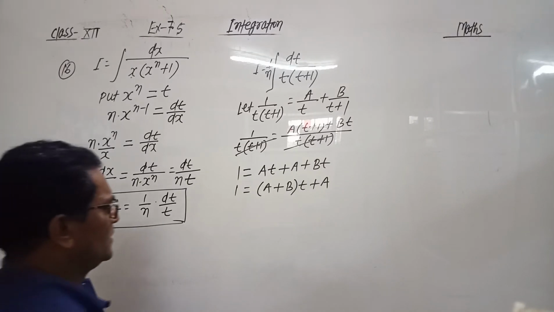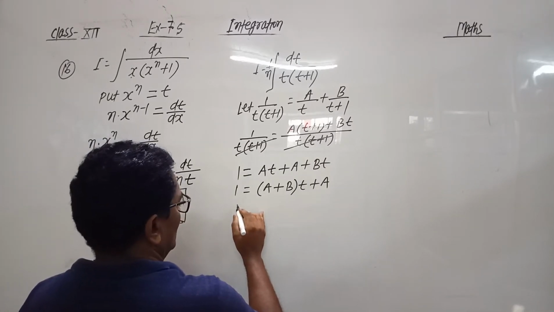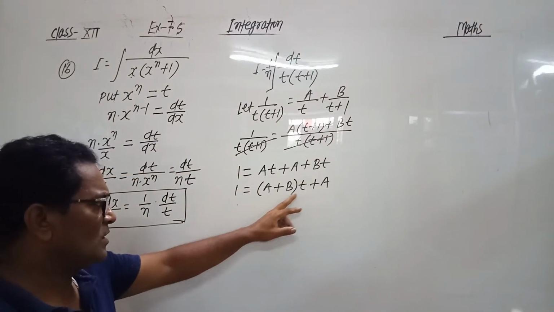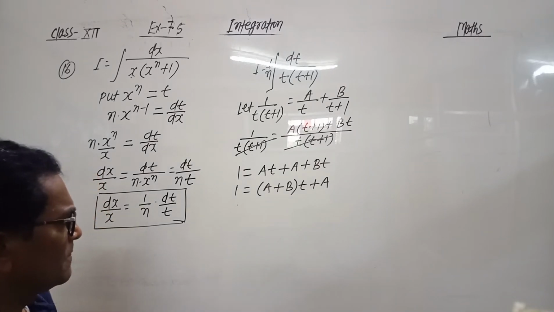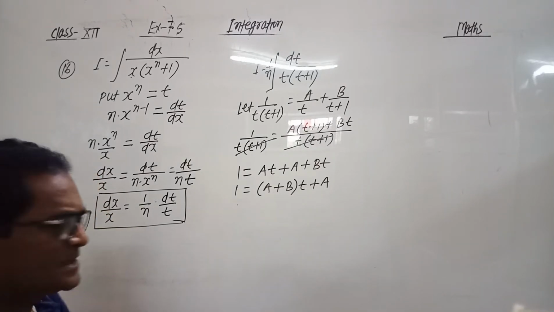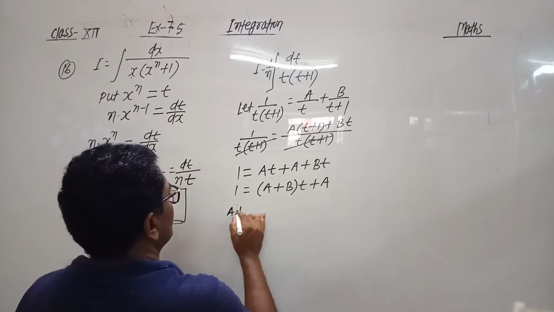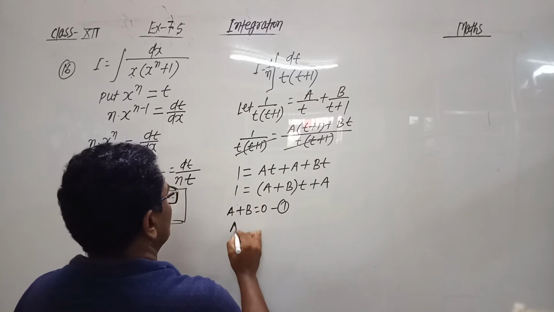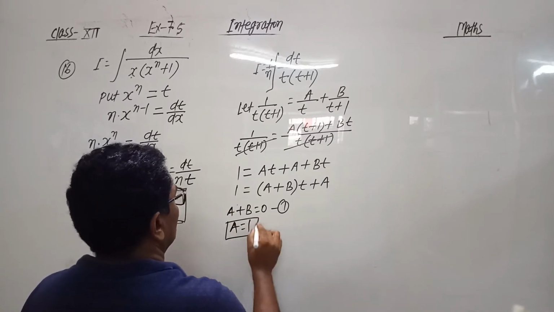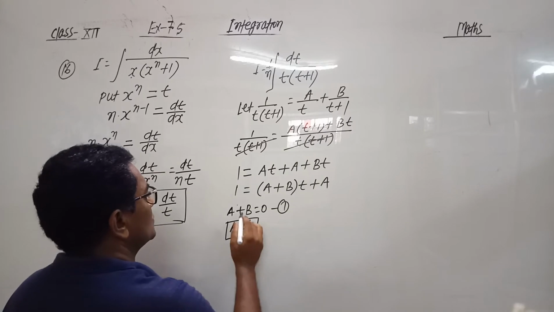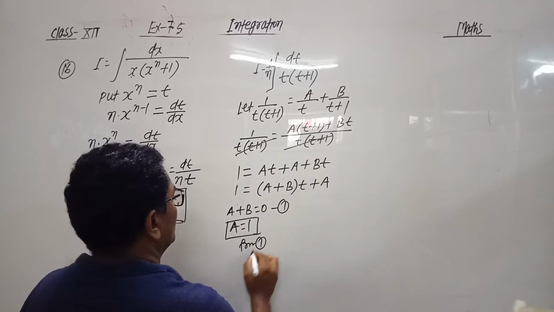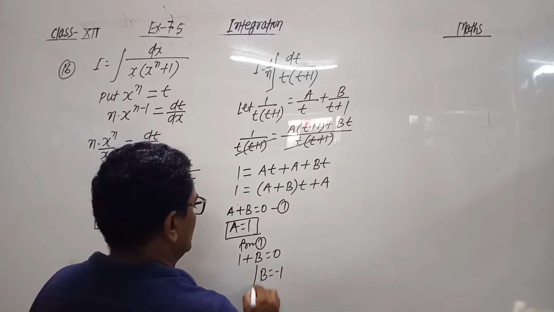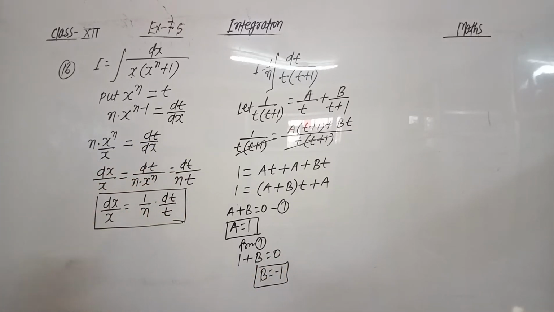Now remove the bracket. So the coefficient of constant terms, the coefficient of t on the right side is a plus b and the coefficient of t on the left side is 0. So a plus b equals 0. This is the first equation and the constant term is 1. So a equals 1. Now put the value of a equals 1 in the first equation. So from first, 1 plus b equals 0 and we get the value of b. The value of b is minus 1.